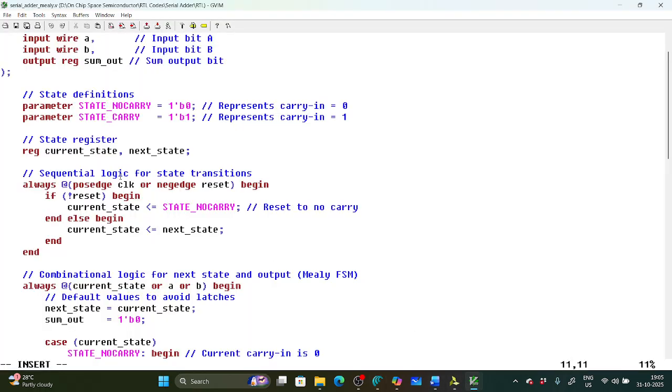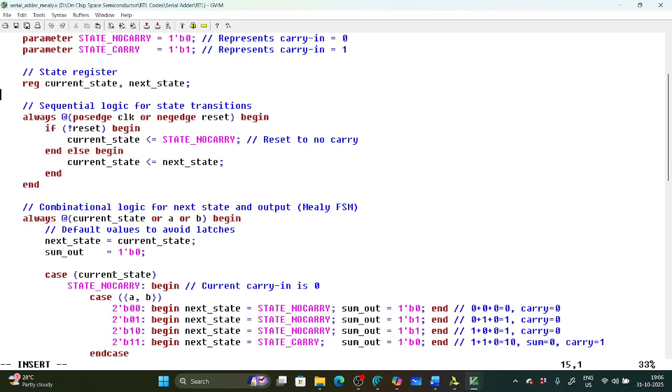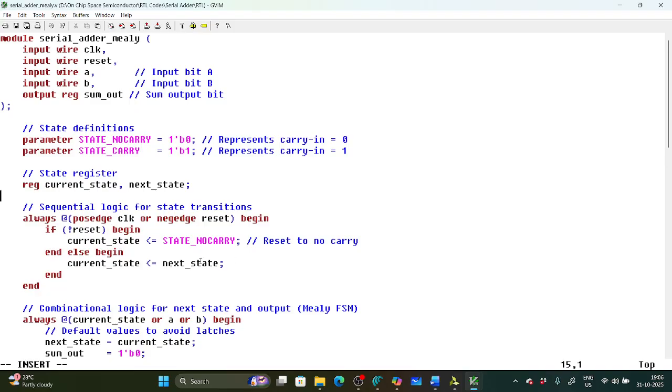And after that, the current state register: reg current_state, next_state. Current state is sequential in nature, and when you write the program for an FSM, the next state logic is combinational in nature. So here I wrote the sequential logic for state transition: always @(posedge clock or negedge reset). Why? Because you are using an asynchronous reset. That's why I'm using posedge of clock or negedge of reset.